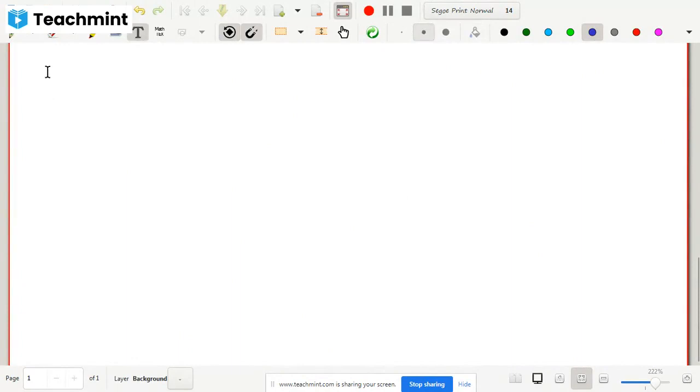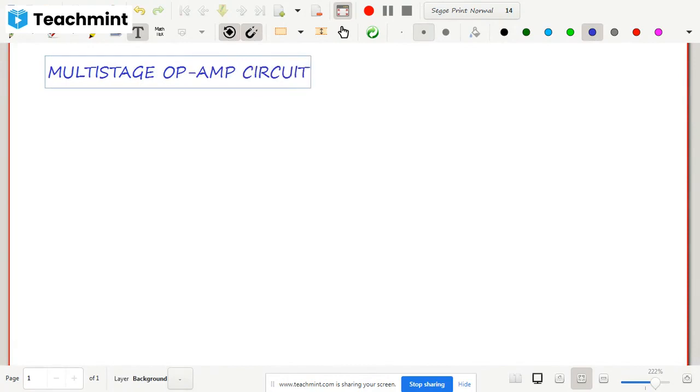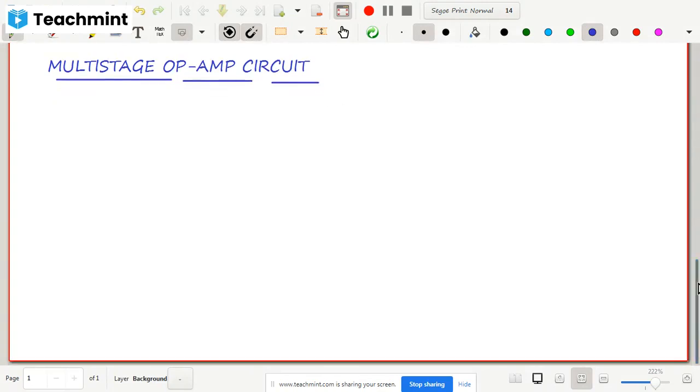So now let us see one important topic before I go to the next application, that is multi-stage op amp circuit. Multi-stage op amp circuit. So let's see this. We can have different operational amplifiers connected back to back, just like in the case of your transistor amplifier. So here also we can have different amplifiers.